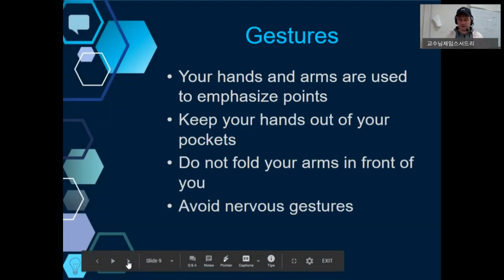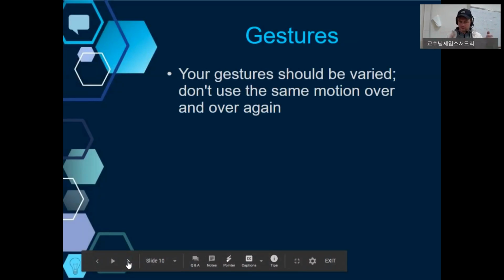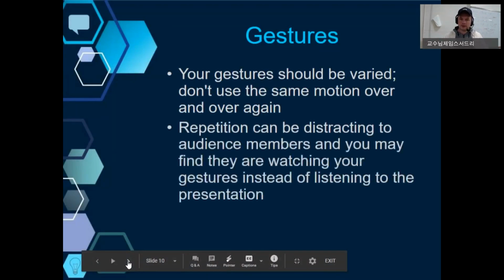Don't be nervous. Don't pick your nose, scratch your ear, scratch your head. That's not good. They should be varied, different ones. Don't use the same motion over and over again. Don't always point your finger like this. As I talk, if I go like this and this, it's kind of weird, right? It can be distracting, and then people are looking at your gesture. Oh, what's his finger doing now? Okay, so try to use different gestures, okay?